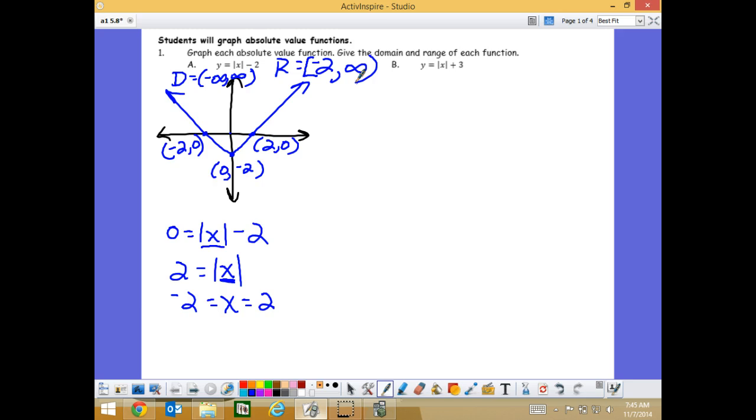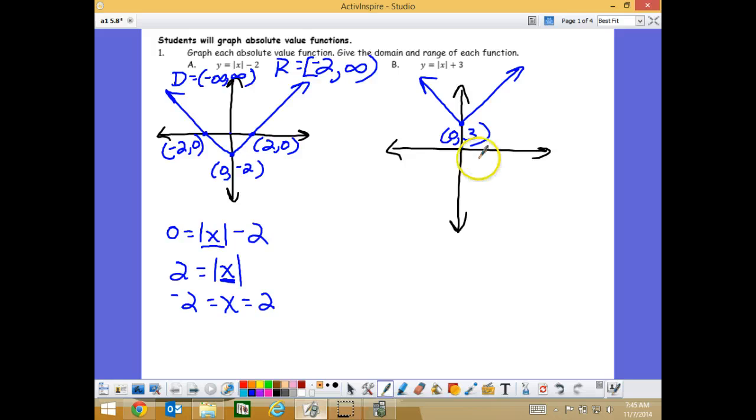And then finally, B. What adding 3 to the outside does is moves it up 3. And we're still going to be opening up. And there's the point 0, 3. And we're kind of in luck this time. There are no x-intercepts to find, so we don't have to do any work there.